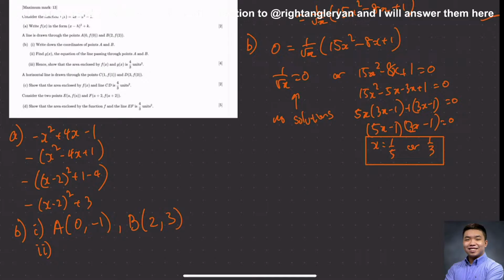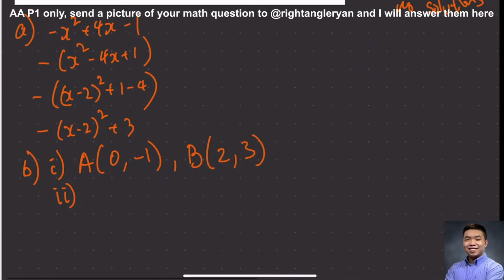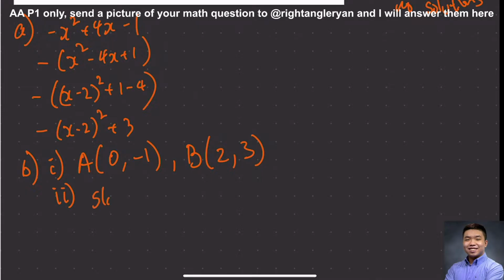Part 2. Find g(x), the equation of the line passing through the points A and B. Okay, so just find the slope, y2 minus y1 over x2 minus x1. So it's going to be 4 over 2, which is 2. And we can just use the point slope form. So y plus 1 equals 2x, like that.